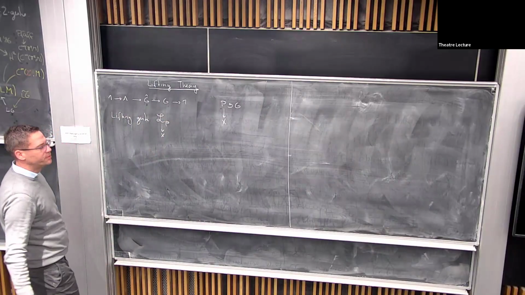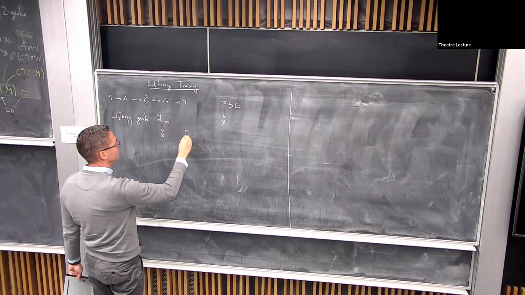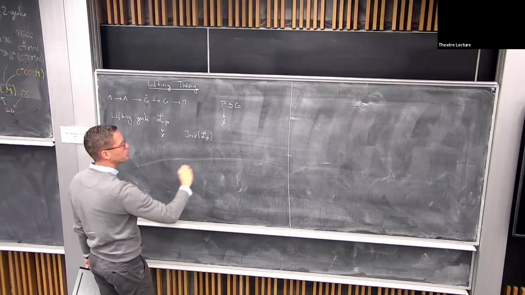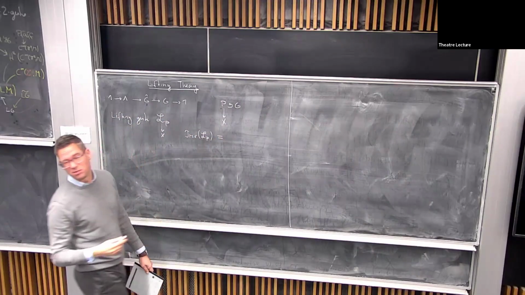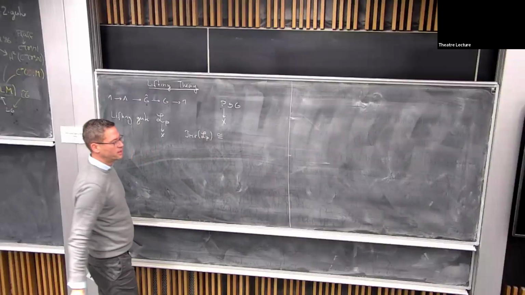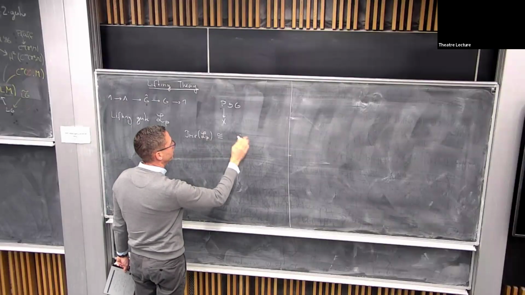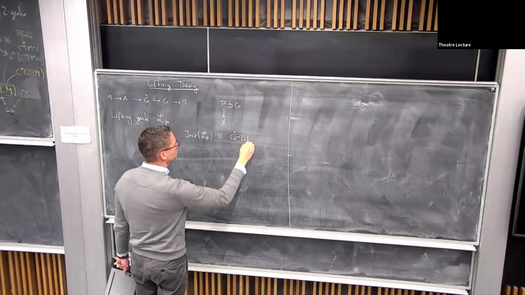And that lifting gerb has a property that the trivializations of it, that means the isomorphisms to the trivial gerb, that's a category because gerbs form a 2-category. This category is equivalent to the G-hat lifts of P.